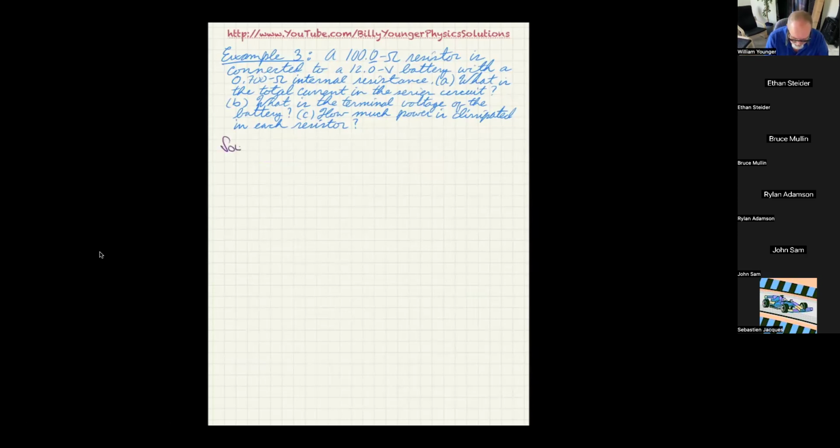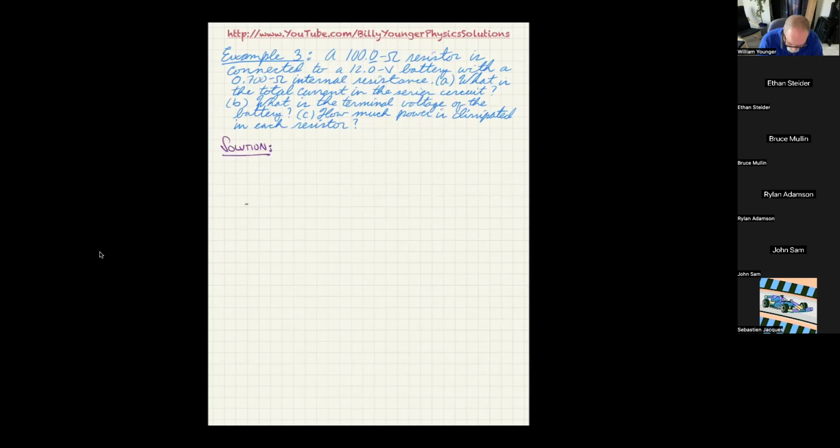And here's the problem we're trying to do. In this one, it says a 100 ohm resistor is connected to a 12 volt battery with a 0.700 ohm internal resistance. What is the total current in the series circuit? B, what is the terminal voltage of the battery? And C, how much power is dissipated in each resistor? So I'm going to go ahead and draw the circuit for you so you understand.